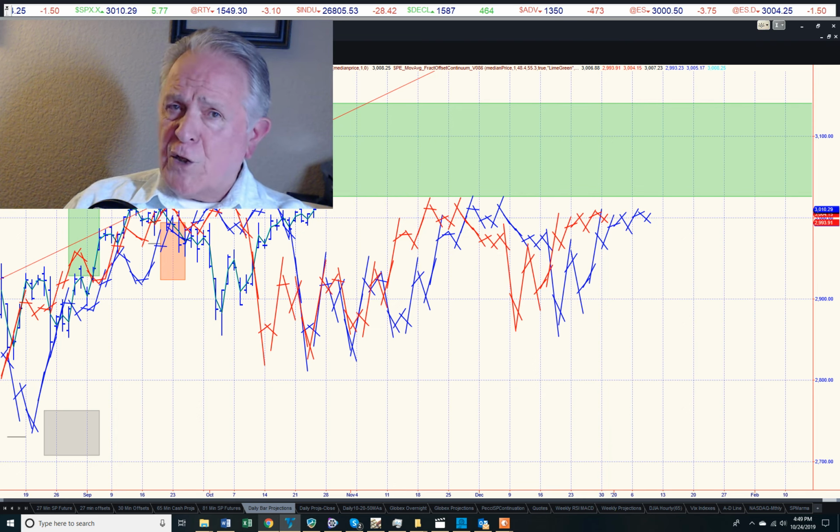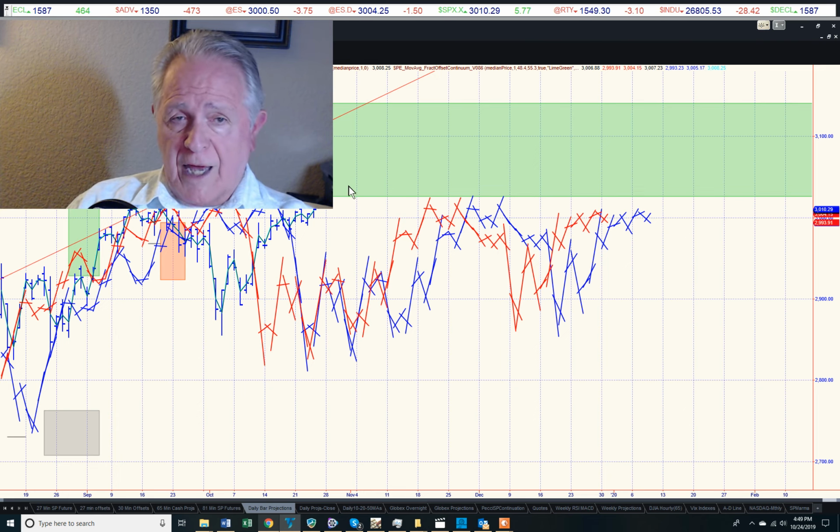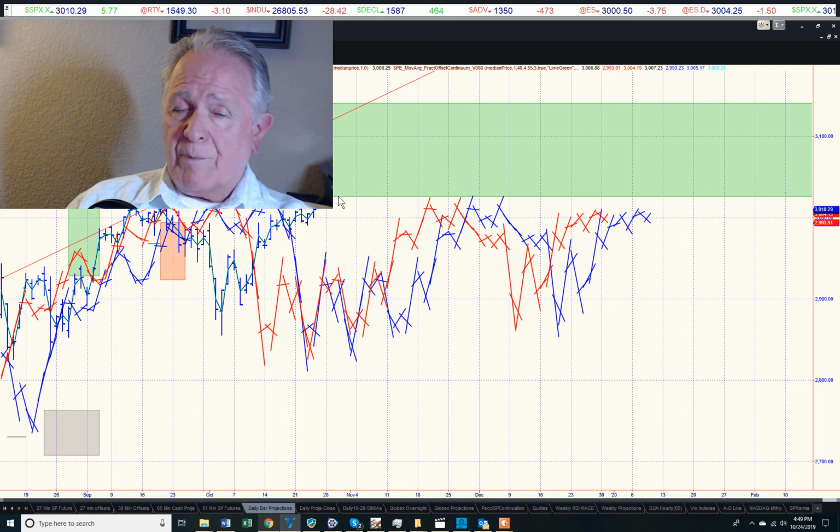So any of these projections, if they're met, could cause some short-term reaction to the downside. And this one's pretty close. The high today at the close was 30.16, so this one's only about 10 points away.